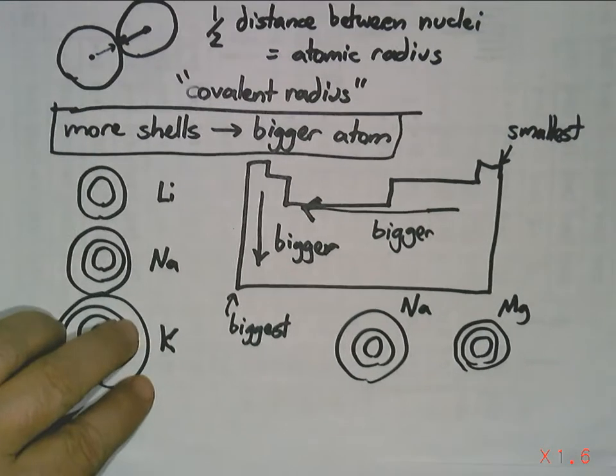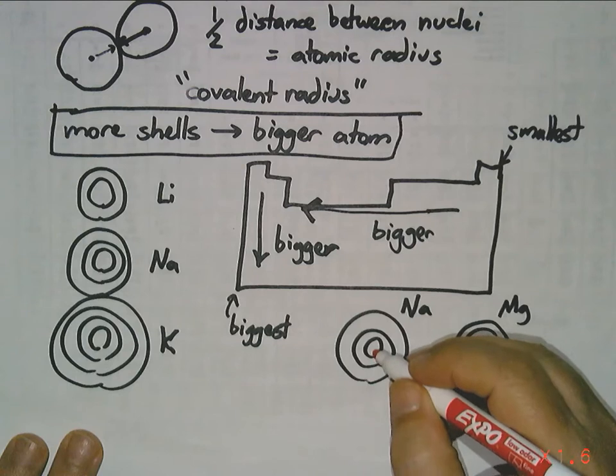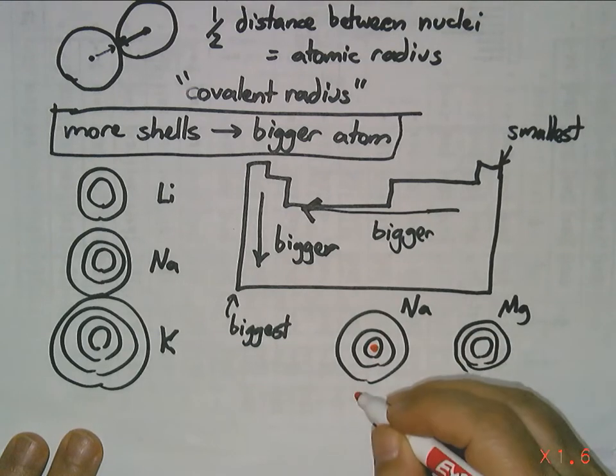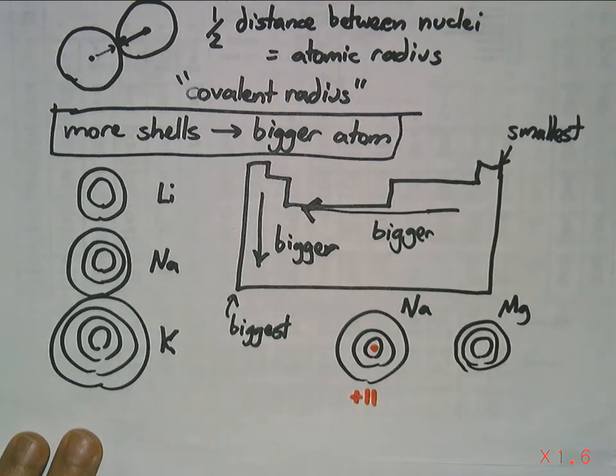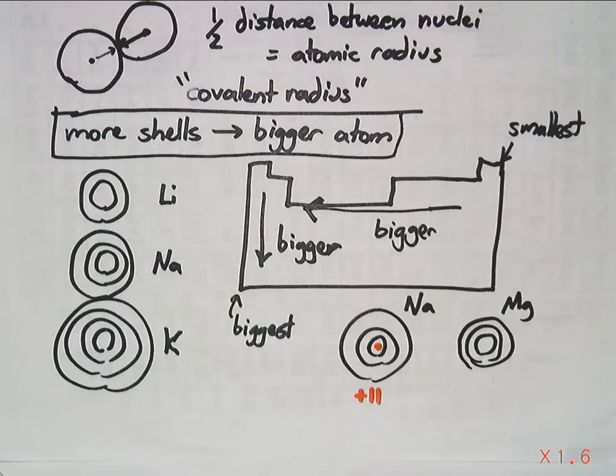Now notice I drew the magnesium a little bit smaller. Even though they both have the same number of shells, these shells are crunched in. How come? If you look at the nuclear charge, what's happening here is that you've got a plus 11 charge in the middle of this. If you look at the atomic number, it's 11. So there's a plus 11 charge on the nucleus.